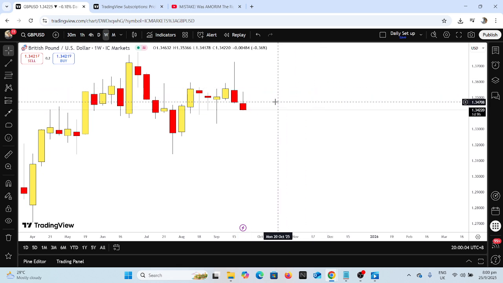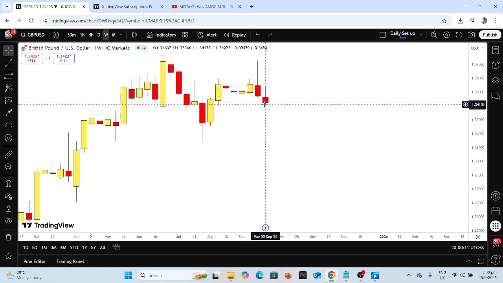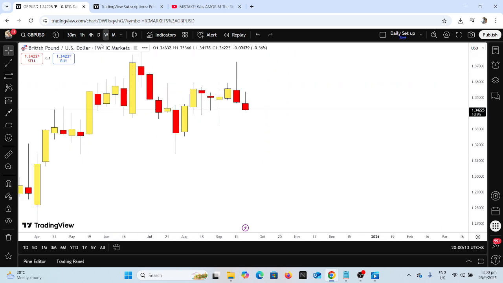I took a long for Monday, but then I think the momentum was not strong, then it got to break even. That's okay, no problem. I continue with the analysis for pound USD.